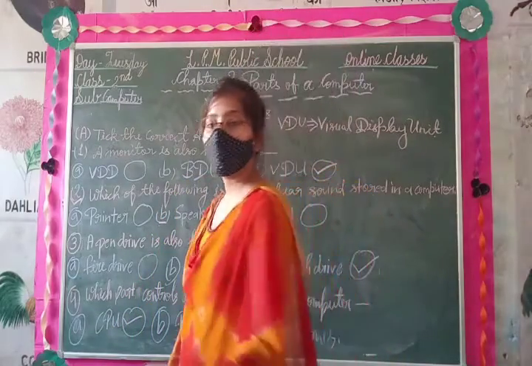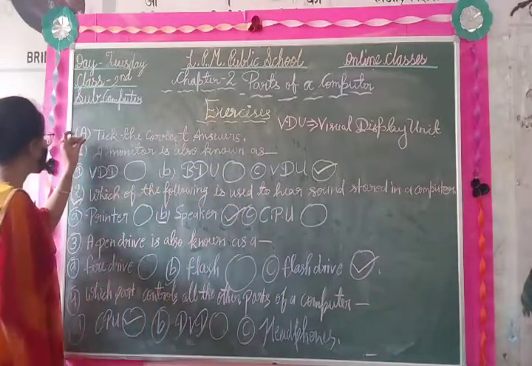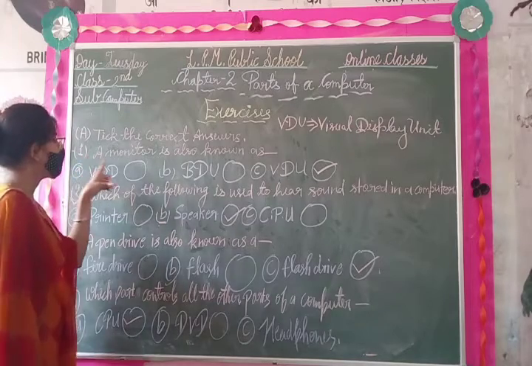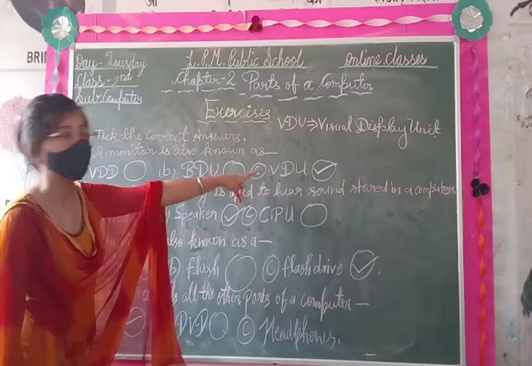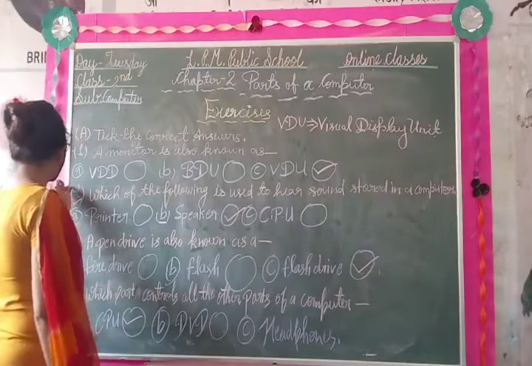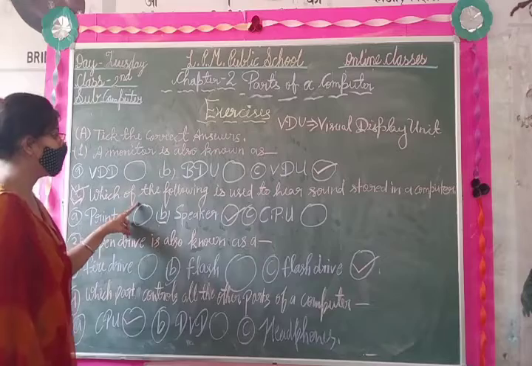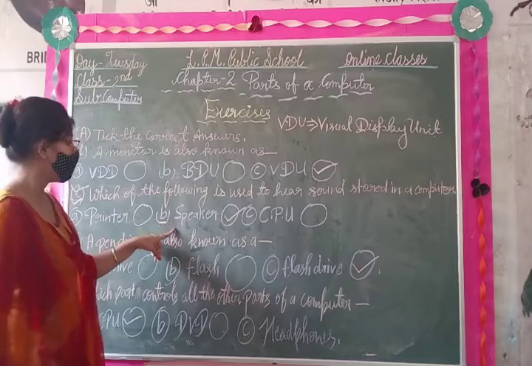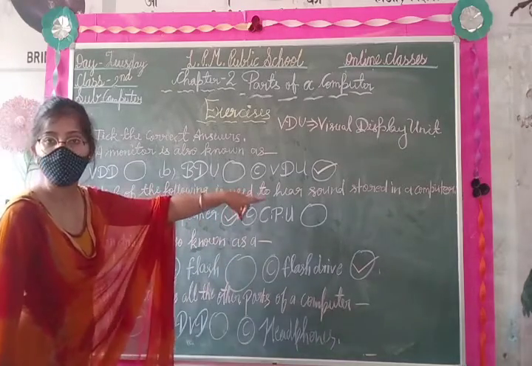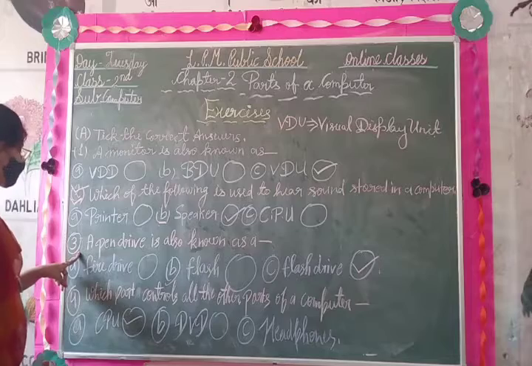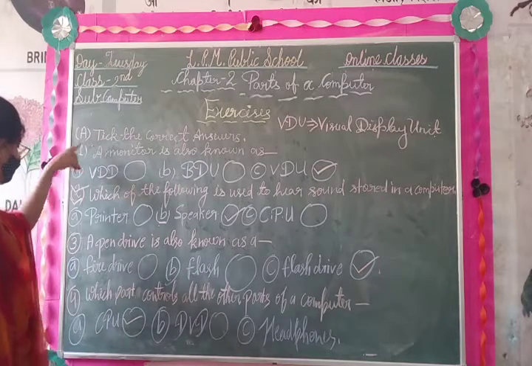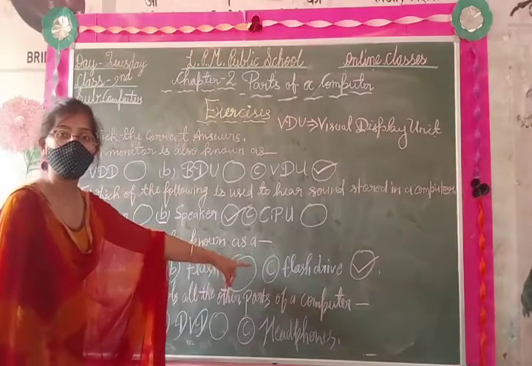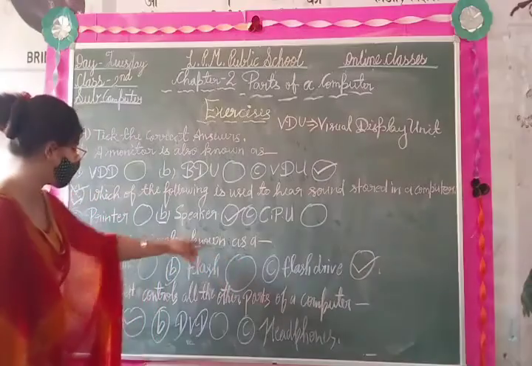Now student, now we are going to revise this. Option number A, tick the correct answer. Question number first is, a monitor is also known as a VDU. Option number C is the correct answer. Question number second is, which of the following is used to hear sound stored in a computer? Option number B, the speaker is used to hear sound stored in a computer. Now question number 3, a pen drive is also known as a flash drive. Now we can say option number C, flash drive is the correct answer of this question.